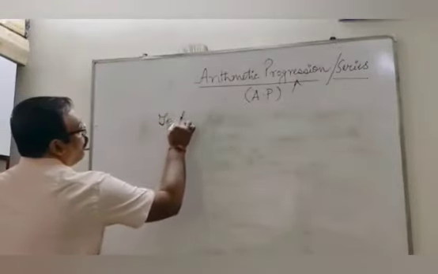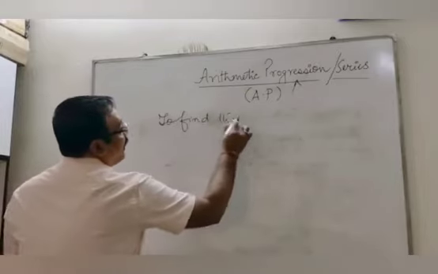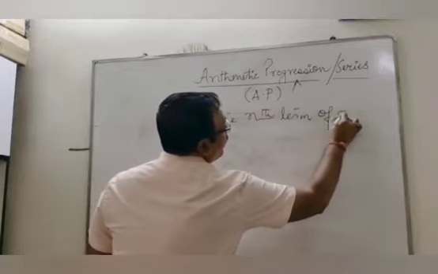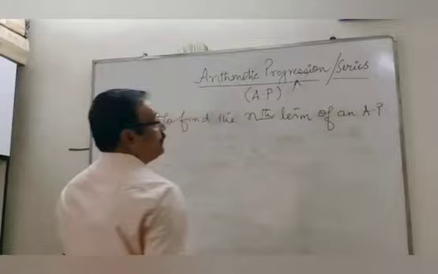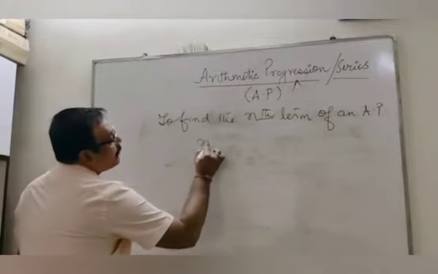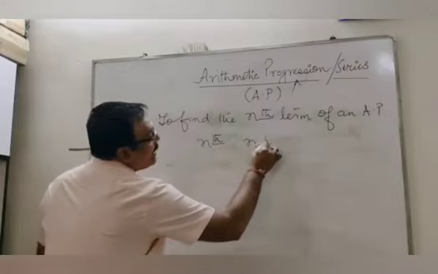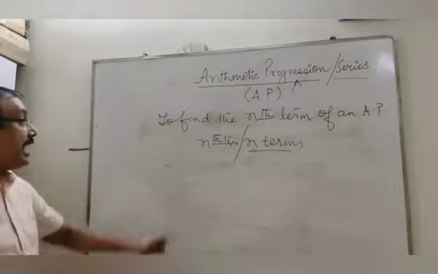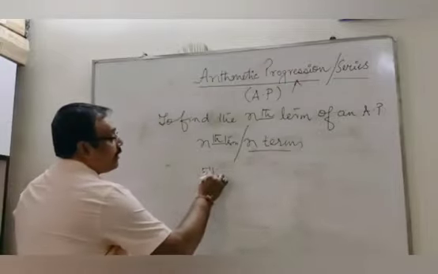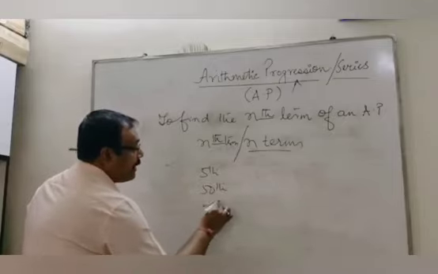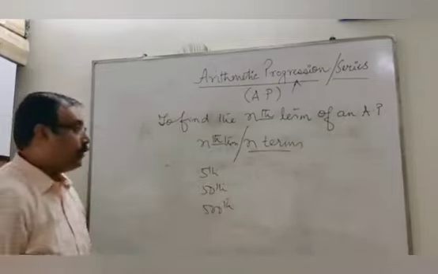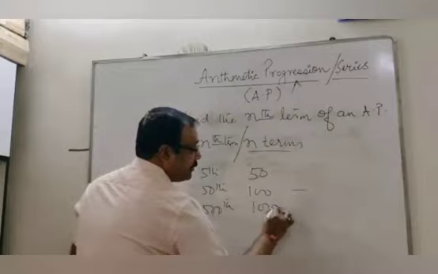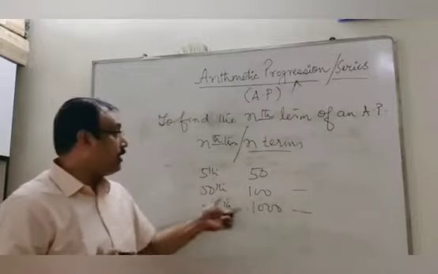Now, to find the nth term of an AP, first and foremost, I must tell you the difference between nth term and n terms. Nth term and n terms. What's the difference? Nth means specifically 5th term, 50th term, 500th term. A specific term we are talking about. And n terms means 50 terms, 100 terms, 1000 terms. That is the sum total of all. That is what you are talking about, n terms.